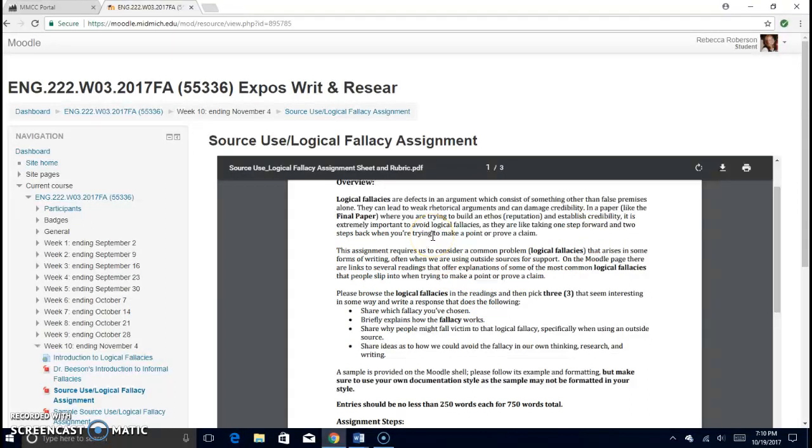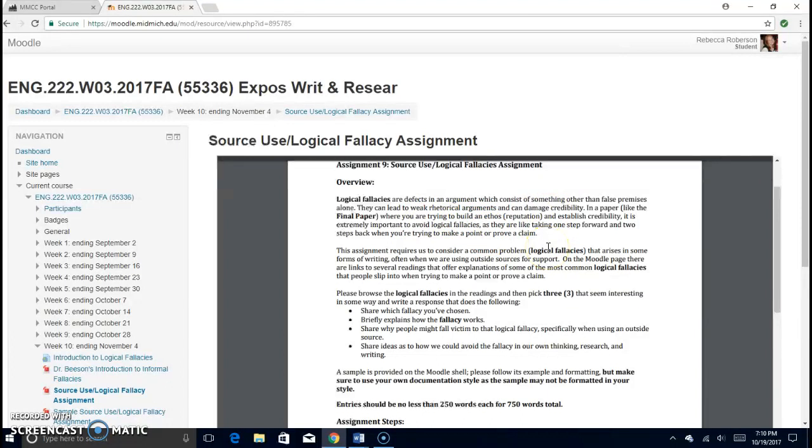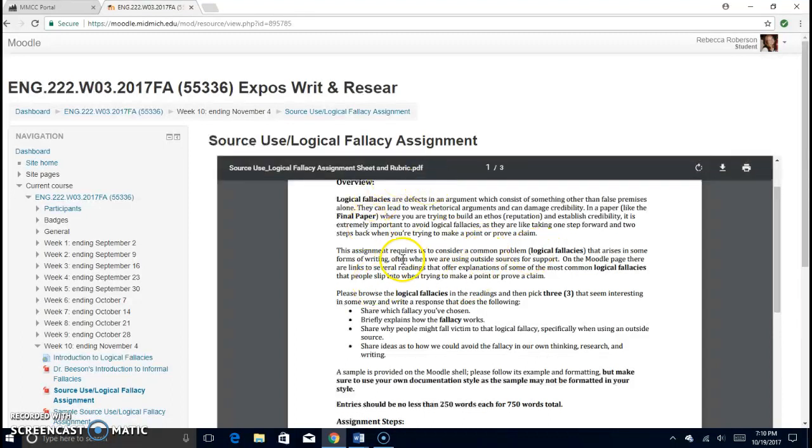It's important to know that logical fallacies can weaken rhetorical arguments and can damage credibility. So in a paper like your final paper, where you're trying to make a point or make a claim, and you're building an ethos or a reputation, we've talked about ethos before this semester, and establish credibility, it's harmful if you are falling back on logical fallacies. At that point, it's basically like taking 1 step forward, building credibility, and then 2 steps backwards, damaging that credibility by using logical fallacies. So in order to create really strong, well-supported arguments, we want to make sure that we're using our sources effectively and not slipping into these logical fallacies.